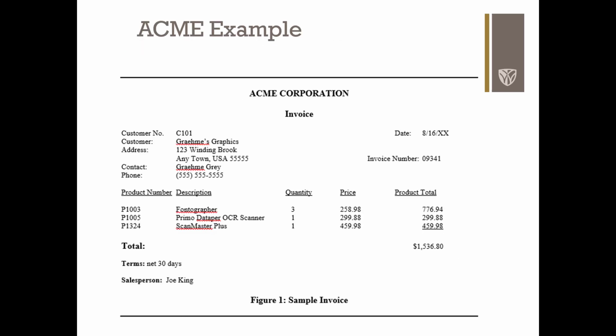Okay, so here's the invoice, and you can see it shows typical information: customer information, contact, phone numbers. We've got an invoice number and a date for the invoice. We've got products listed, a description of the products, how many of the products were sold, the price for each, and a running total. We've got terms, salesperson, and so on. So what I'd like you to do is take this information, make whatever assumptions you need, and then try and come up with an ER diagram, a data model, and a database schema.